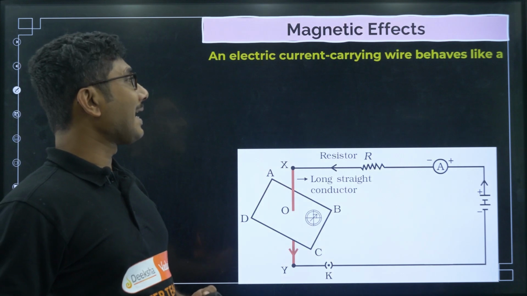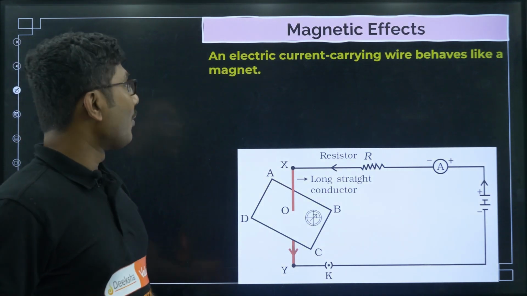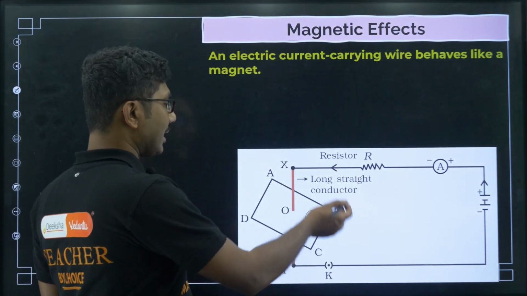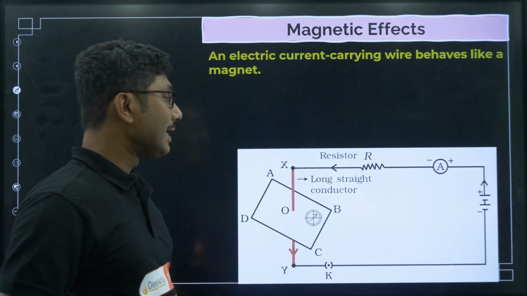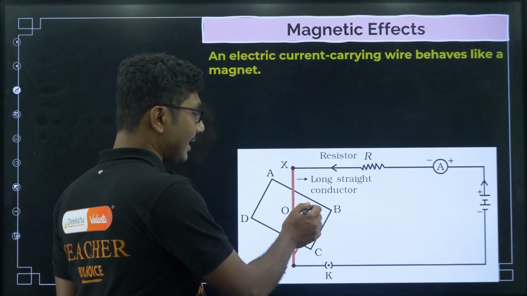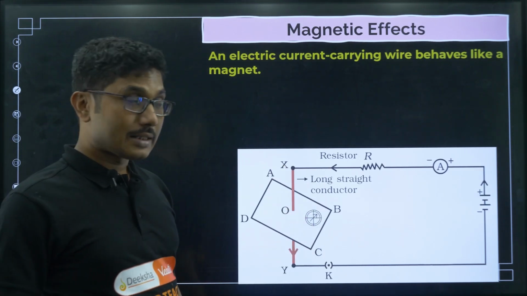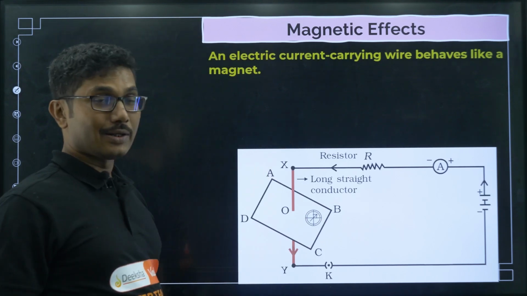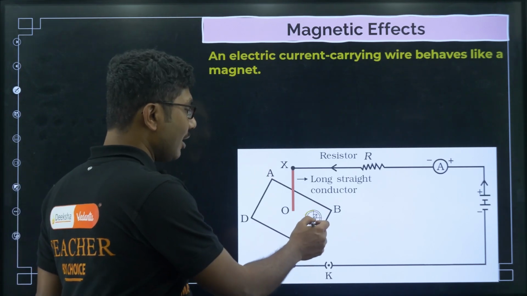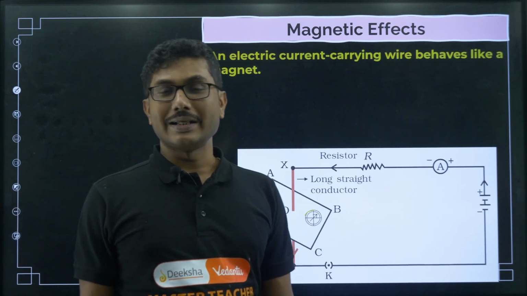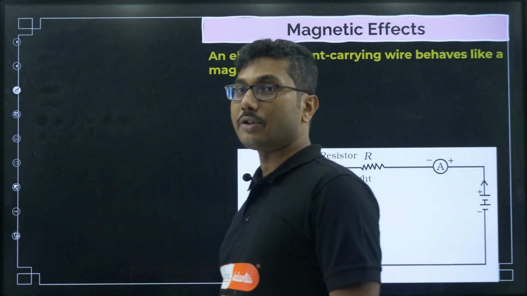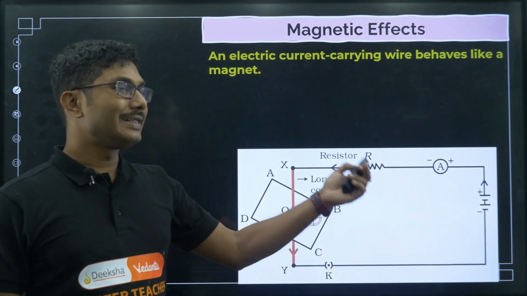An electric current carrying wire behaves like a magnet. So when a current passes through a wire, it behaves like a magnet. There is an experiment that was done by Hans Christian Ørsted. He took a current carrying wire, placed a magnetic needle close to that wire, and observed that the magnetic needle gets deflected as soon as he switches on the current. And it is a DC current.